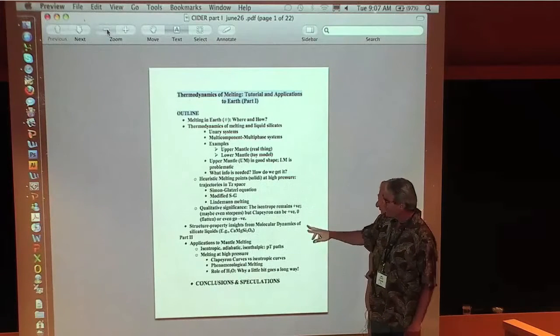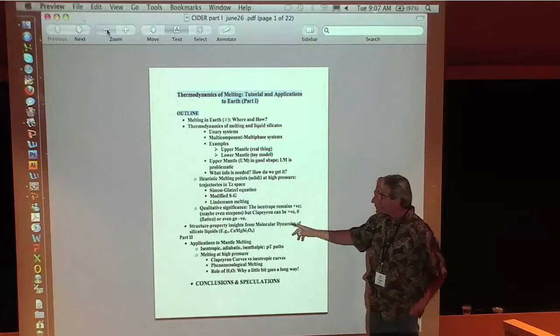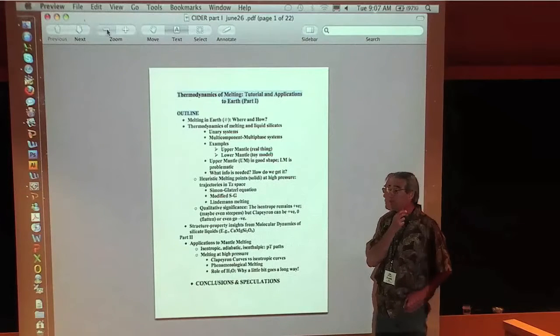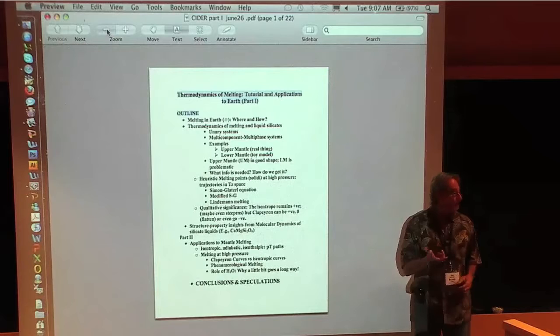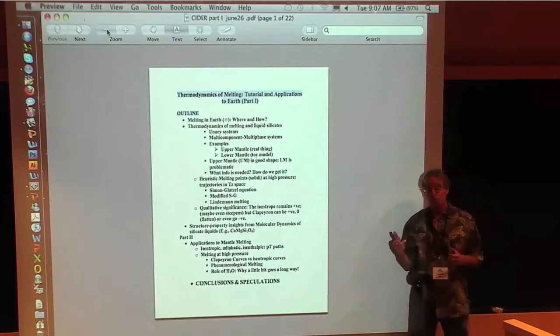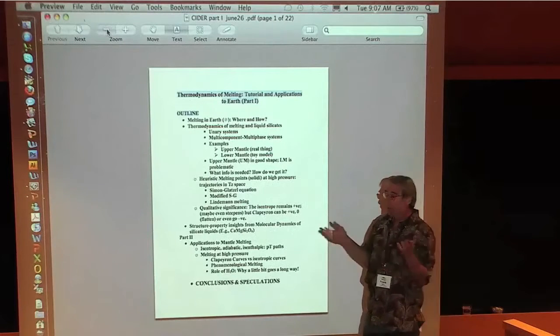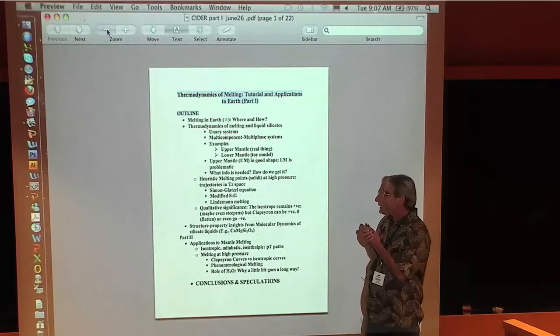And then I do a little plug for this technique called molecular dynamics, because we want to understand these properties of these liquids at very, very high pressures, a couple hundred, 150 GPa, that sort of thing.